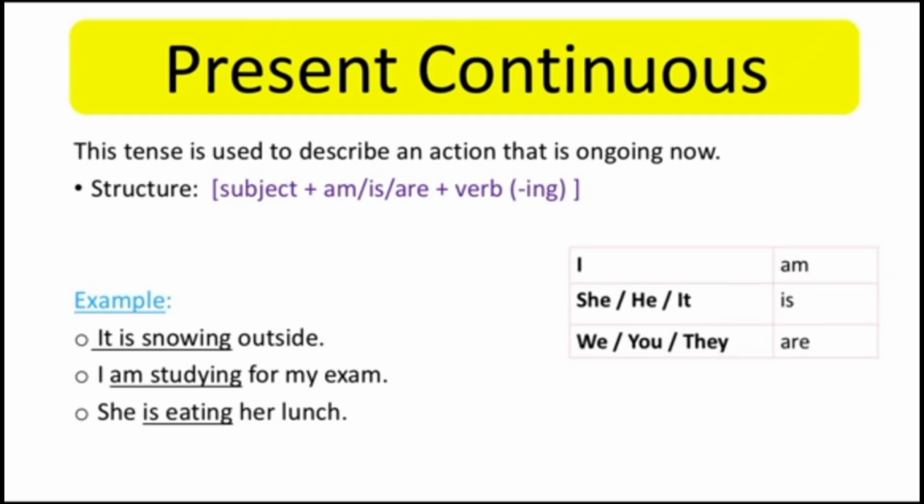Here, when we are using the subject I, we generally use am. For subjects she, he, it, we use is. And for subjects we, you, they, we use are.